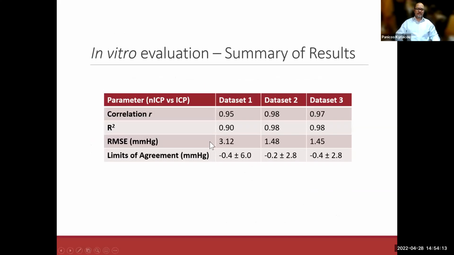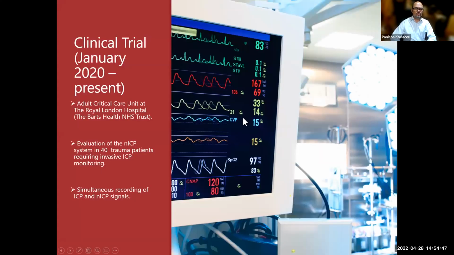And then we developed the machine learning model, and we have run the experiment, the protocol, 3 times, data set 1 to 3, and the correlation of non-invasive ICP versus ICP on the in vitro experiment was extremely high. I know we haven't had a massive amount of data, but again, that created enough confidence that extraction of features from the PPG and estimation or prediction of ICP is very close to the invasive ICP measurements produced by the pressure transducer. And therefore, we went straight to clinical trials, and that was back in January 2020.